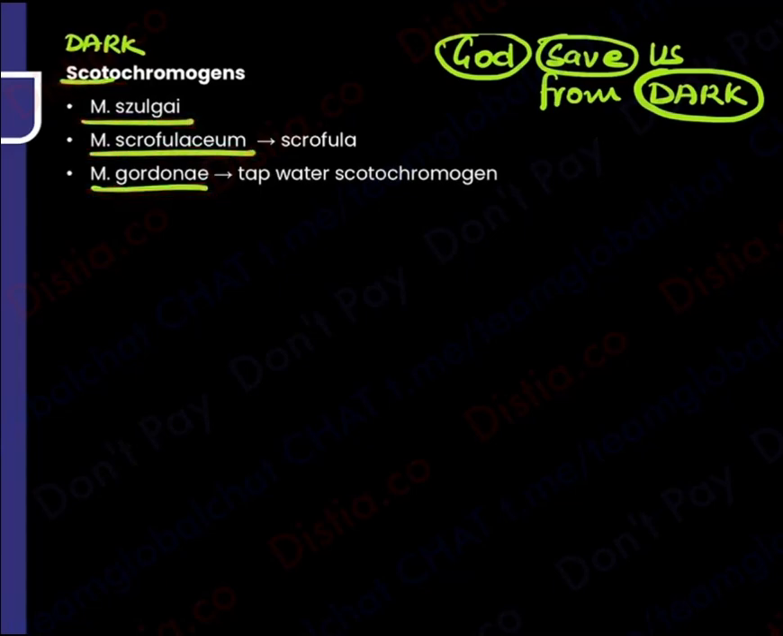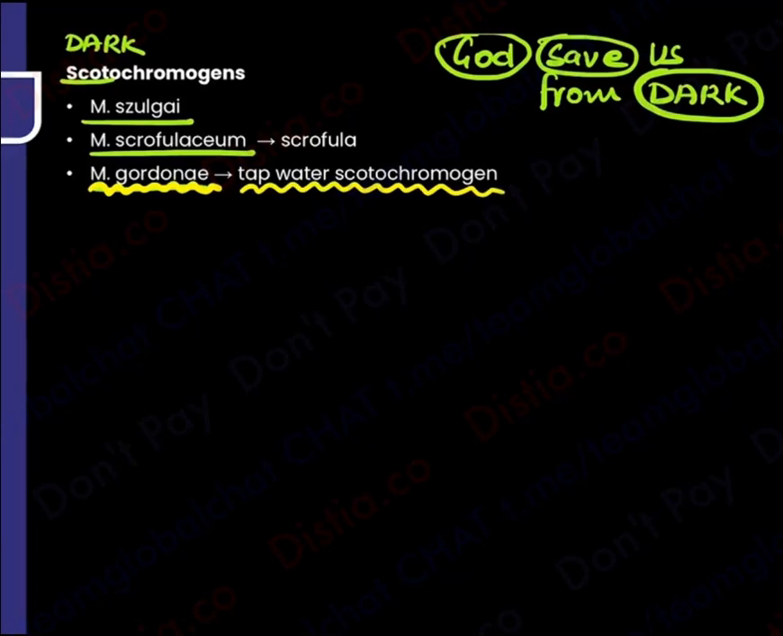They are going to be scotochromogens. Please note, God has provided you water for free. Air and water, everything is free. So God has given you this scotochromogen for free. Mycobacterium gordonae is a tap water scotochromogen. So many a times you might find this in gastric lavage samples because this is a tap water scotochromogen.